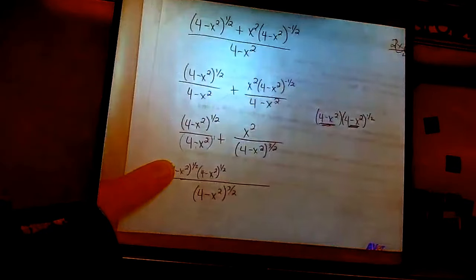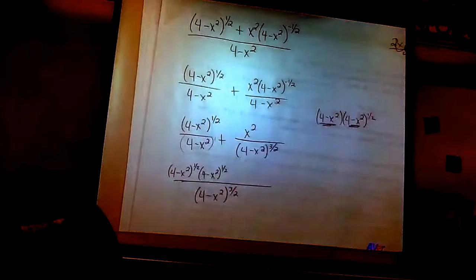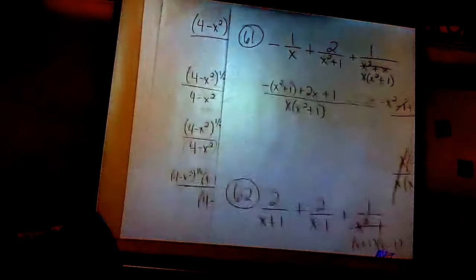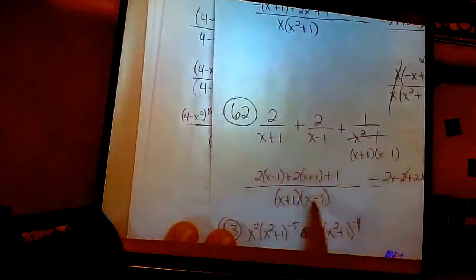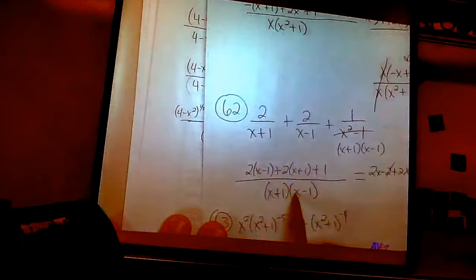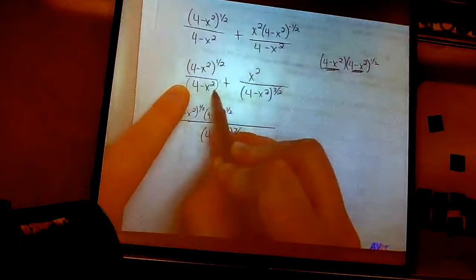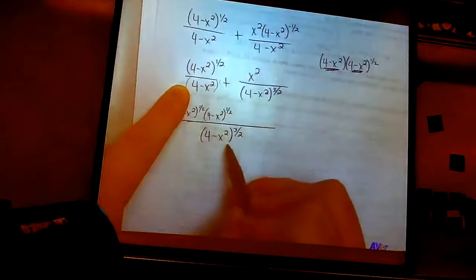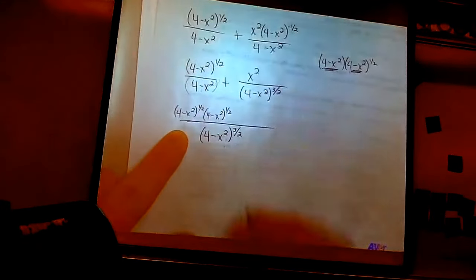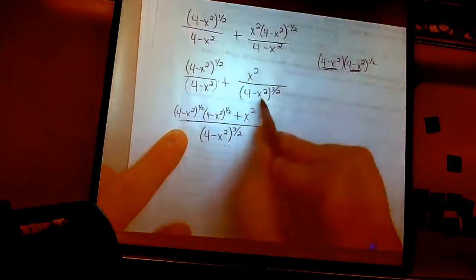Okay. Yes. And then the x squared stays x squared, right? The common denominator on this one was x plus 1, x minus 1. That already had x plus 1, so I had to multiply the bottom by x minus 1, so I multiply the top by x minus 1. On this one, on the bottom, to get this, I have to multiply by 4 minus x squared to the 1/2, so I have to multiply the top by 4 minus x squared to the 1/2. Plus x squared. This already had the whole thing.